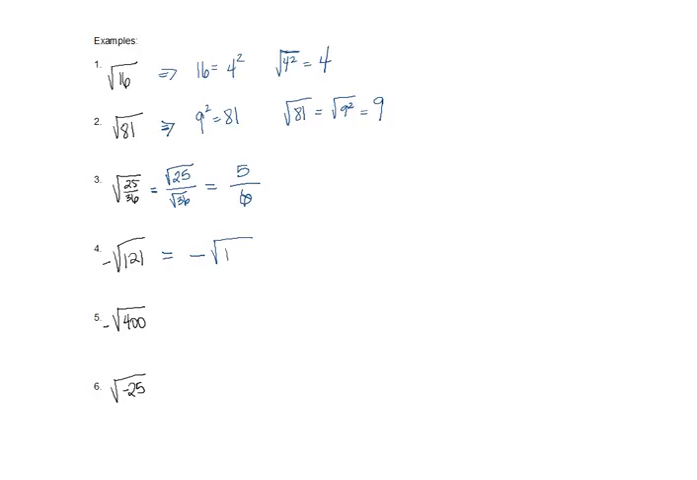Same thing here with number 5. So we'll leave the negative out front. We know that 400 is 20 squared, excuse me. So the square root of 400 will be 20, and the negative stays out front.